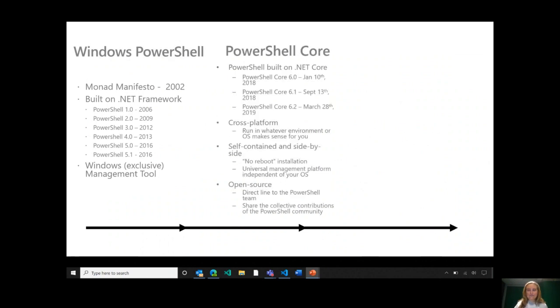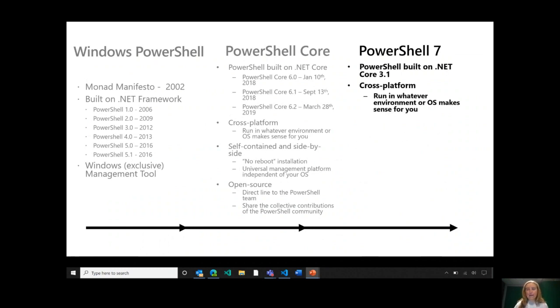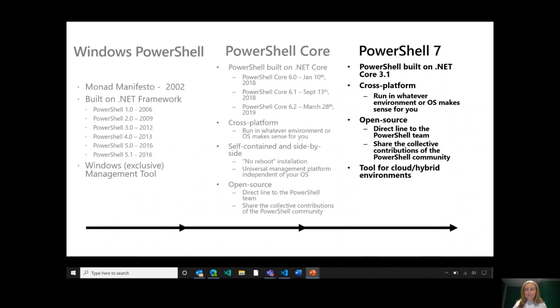So then what's next? PowerShell 7. PowerShell 7 is built on .NET Core 3.1. It's still cross-platform, so you can still run it on whatever environment or OS makes the most sense for you. It's still open source, so you still have that direct line to the PowerShell team. We still get to share in the collective contributions of the PowerShell community. And now it's a tool for cloud and hybrid environments. It's a full Windows management tool because of the backwards compatibility introduced in .NET Core. And because of all of these features, we see it as a fully viable replacement for Windows PowerShell and really a merging of these two paths.